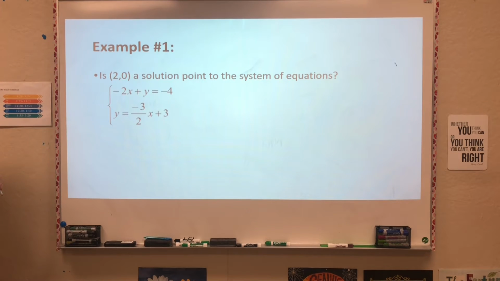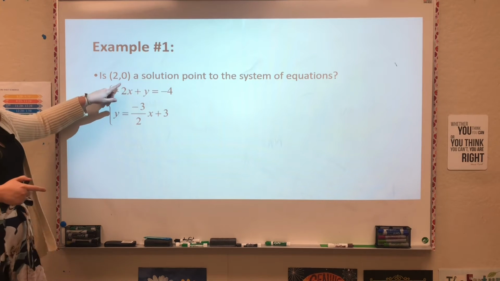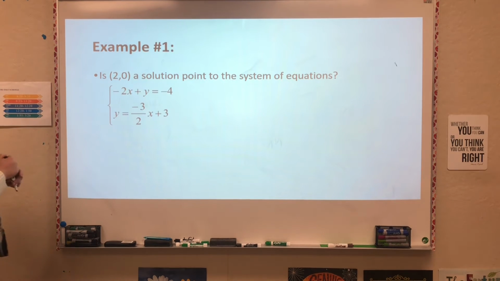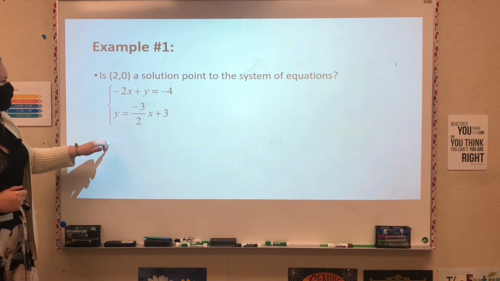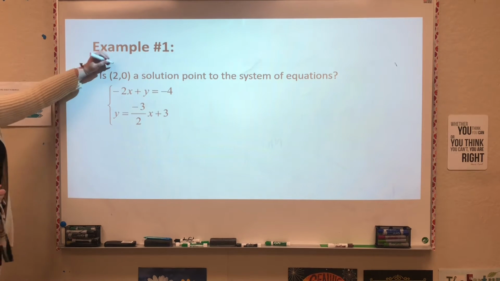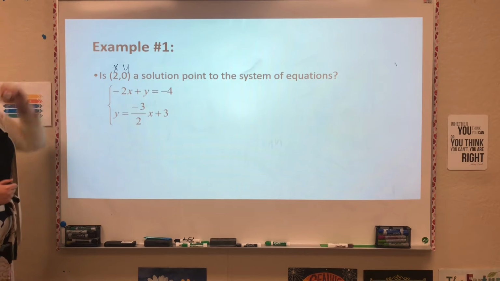Put 2 and 0 into the x, y's. And I heard you say x and y's because we're going to do it for both equations. So if I do that, I'm going to focus in on this first equation here. What would it say when I substitute? I'm going to label it real quick for us.